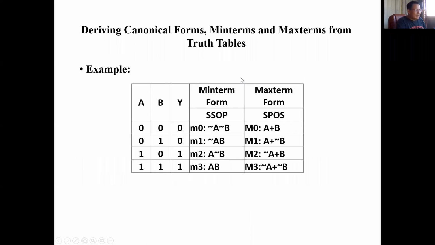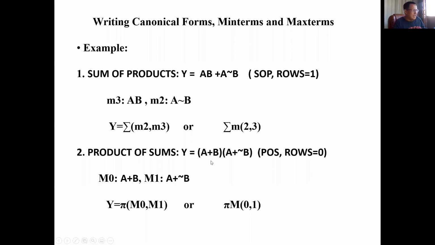Now, what's the maxterm form? We will look at the rows which are zeros. So this will be AB plus A not B. Do you follow? So these are the two ways of writing a function from the same truth table.